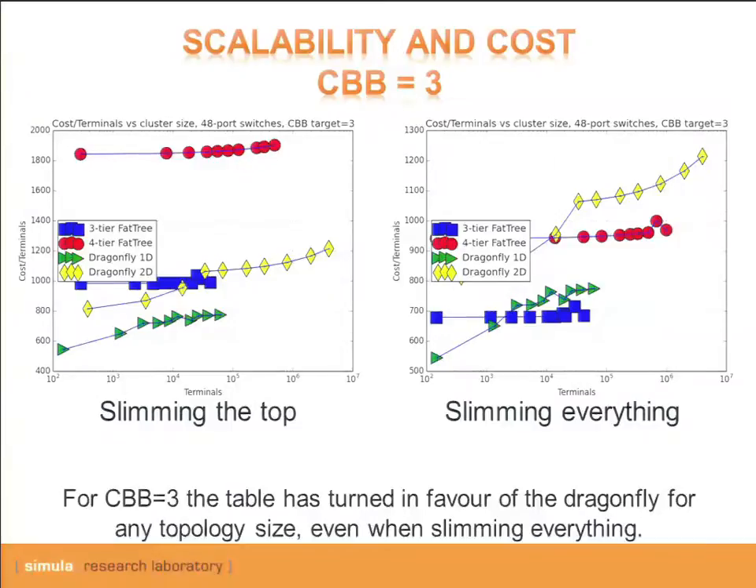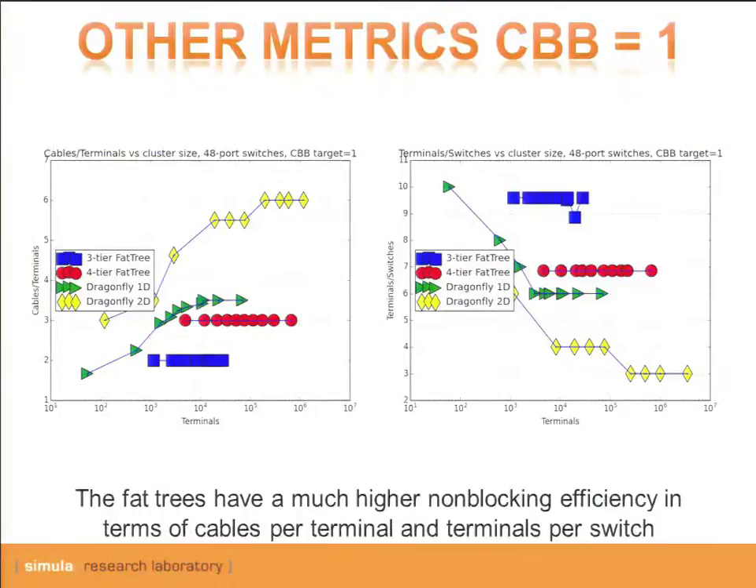And the trend continues if you look at CBB 3. Now the Dragonfly has a clear advantage over the factory if you just slim the top, but if you slim everything, you still have a competitive edge. Sort of. I'll come back to this later on with some more refinements, if you think it's a bit unrealistic that I try to sell the factory in this way.